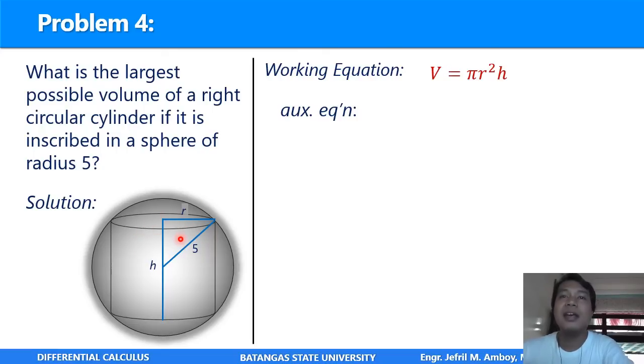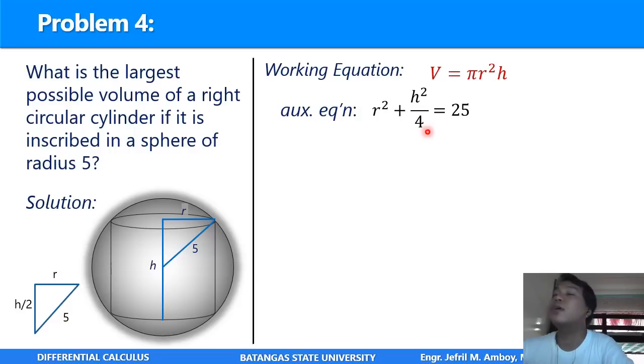So i-isolate natin yung right triangle na 'yan para makita mo ng ayos. So ito yung radius at ito kalahati ng height kasi mula lang siya dito hanggang doon. And then ito naman yung given radius ng sphere. So if we apply the Pythagorean theorem, we can get an equation r squared plus h squared over 4 is equal to the square of this, which is 25. So, ito na po yung auxiliary equation natin. Now, we can use this to reduce the volume in terms of only one variable.